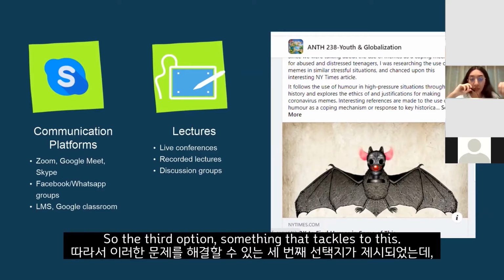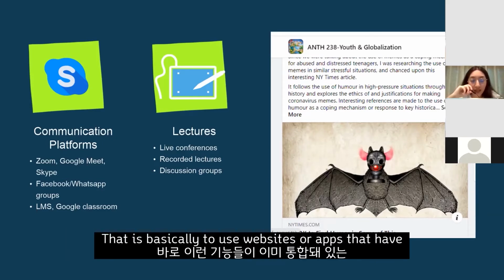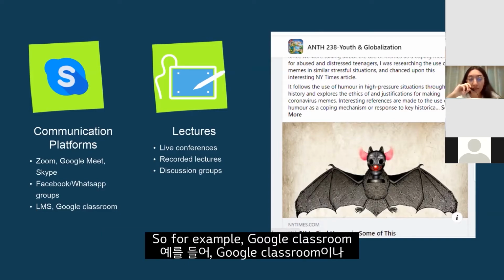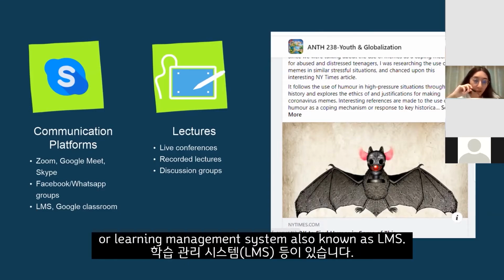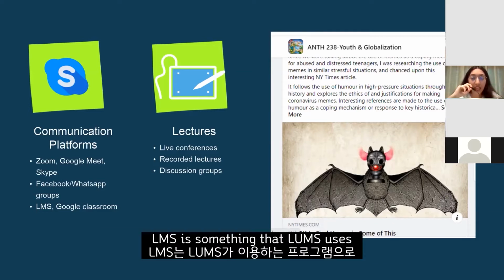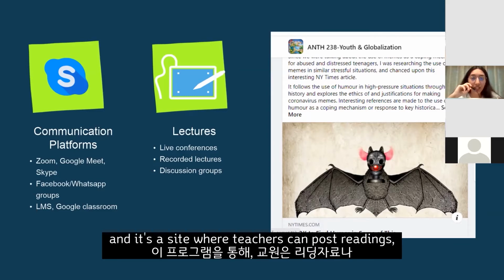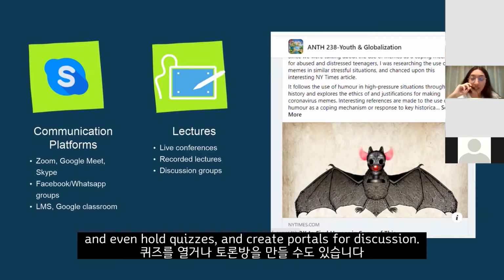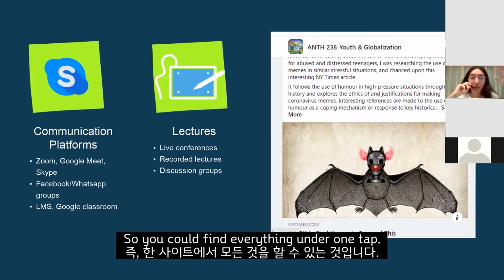So the third option is something that tackles this, and that is basically to use websites or apps that have many of these features already integrated into them. So for example, Google Classroom or Learning Management System, also known as LMS. And so LMS is something that LUMS uses, and it's a site where teachers can post readings, post announcements or deadlines and grading sheets, and even hold quizzes and create portals for discussion. So you'll find everything under one tab.